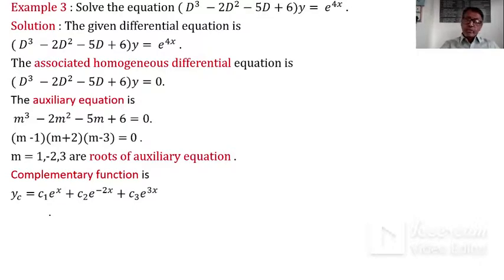We have seen all these things in the previous topic. This is very easy up to this. Yc is equal to c1 e to the power x plus c2 e to the power minus 2x plus c3 e to the power 3x. Now we want to find the particular integral. Yp is equal to 1 upon f of D operating on Q of x. Here yp is equal to 1 upon D minus 1, D plus 2, D minus 3, operating on e to the power 4x.